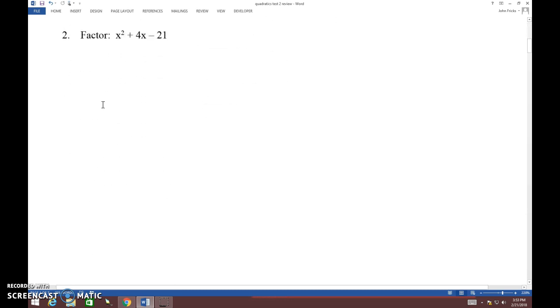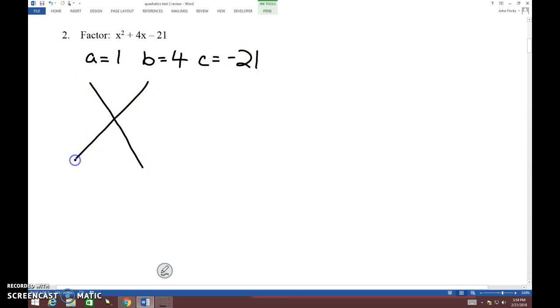Question number 2 wants us to factor, and it gives us x squared plus 4x minus 21. Now, the best way to go about this one is label a, b, and c. So here a is equal to 1, b is equal to 4, and c is equal to negative 21. So all we want to do here is write our x puzzle, labeling a times c on top, b on bottom, and looking for two numbers that multiply to give us the top but add to give us the bottom.